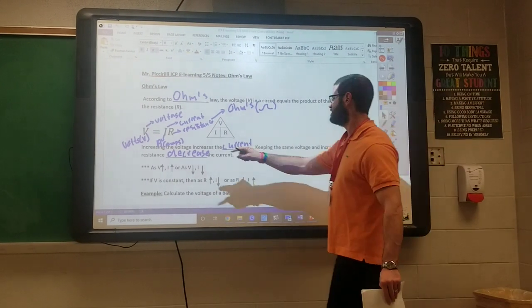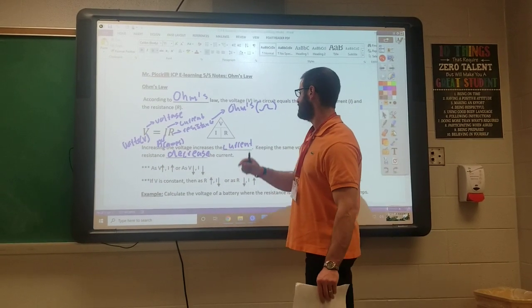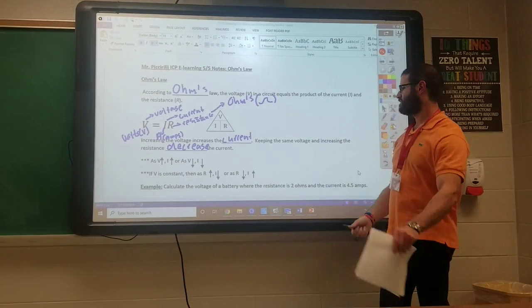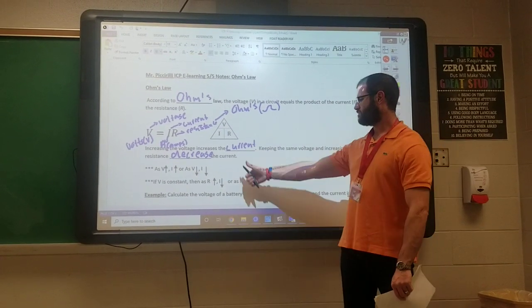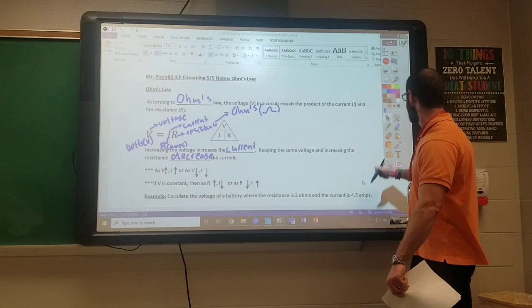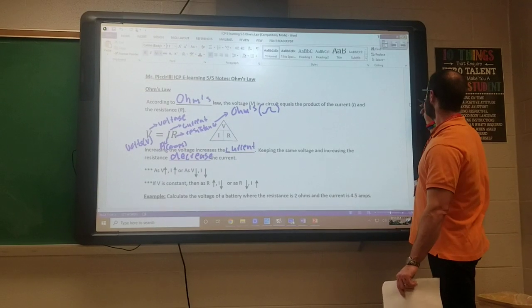So again, voltage equals current times resistance. As we increase the voltage, the current increases. Resistance and current are inversely related. As one is increased, the other decreases. Let's look at a few calculations.